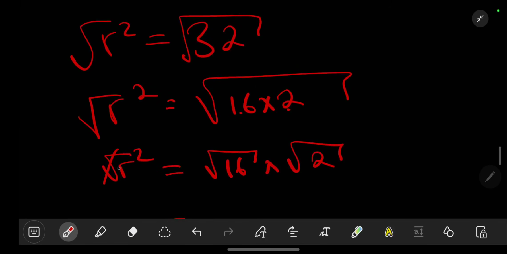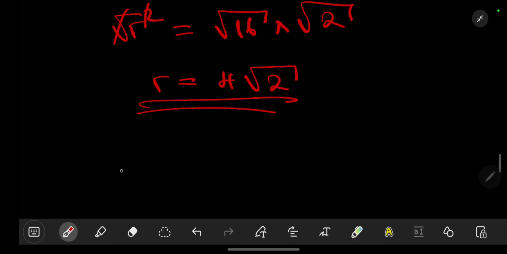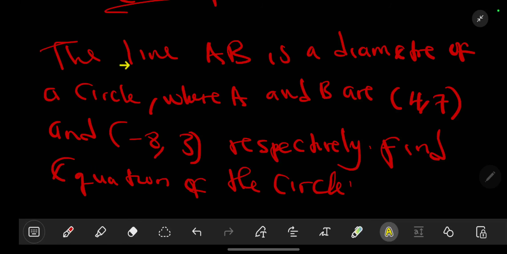So this and this cancel, and you are going to have r. The square root of 16 is equal to 4, then times the square root of 2, which cannot be evaluated like that. So this is the radius. We have said that the center should be equal to 5 over 2 comma 3, and the radius should be equal to 4 root 2, like that.